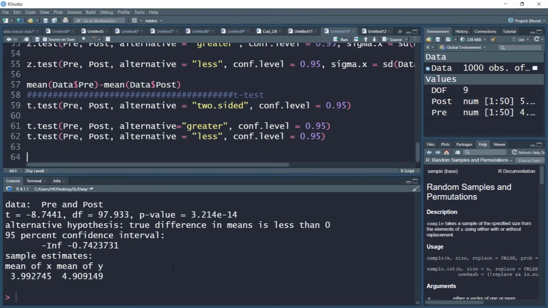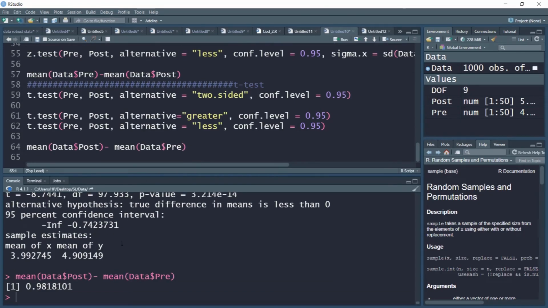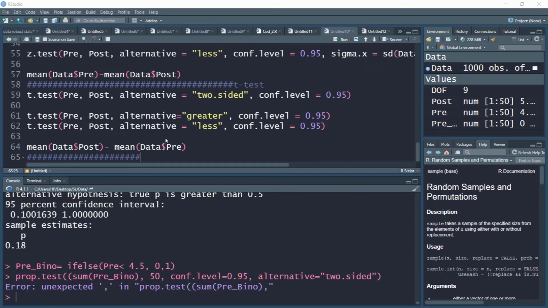Now let us check what is happening in the population itself. So we'll take the mean of the differences between post and pre and let us see if it is indeed large. We are directly working with the population now, so we can see that the difference is indeed quite large. It is 0.98, which suggests that the inferences that we made about the population are indeed valid and they hold with the population.